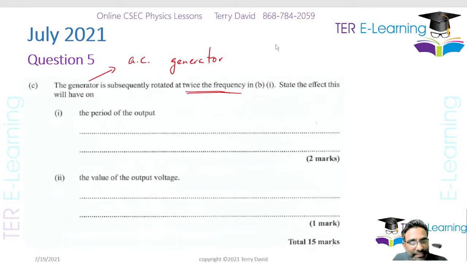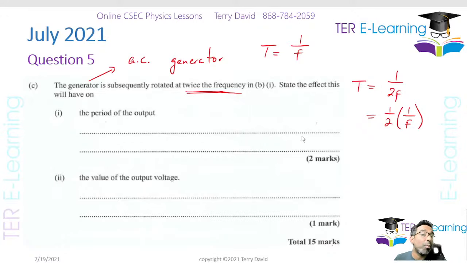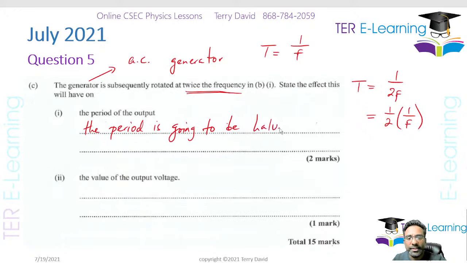Now, before I do anything, there's a formula you need to remember, and that is your period is 1 over my frequency. Now, what we are doing here is doubling our frequency. If you double your frequency, according to this formula, you're going to have 2F at the bottom. So you are going to halve whatever your period was. So what is happening to the period? The period is going to be halved. It's going to be half.